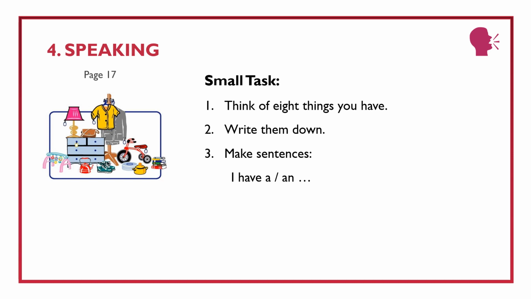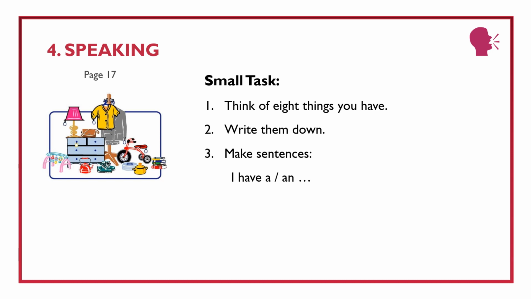For example, if you have a pair of shoes, you can think of the color of those shoes or maybe the size of those shoes. It doesn't matter, we just need an adjective for each item. And after that, I want you to make sentences. So you can say, for example, I have a red kettle, or I have a big lamp.